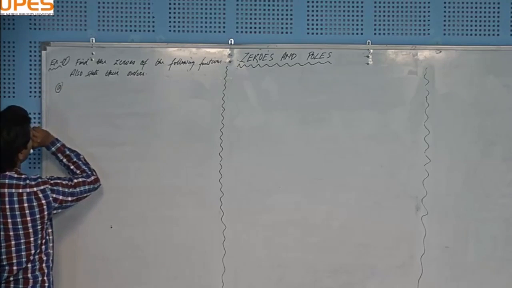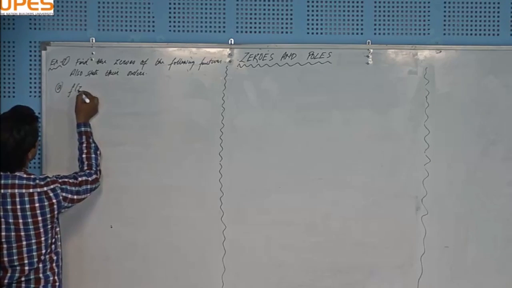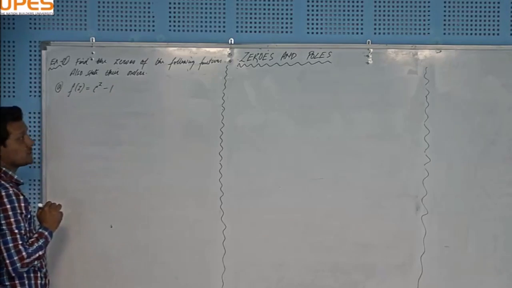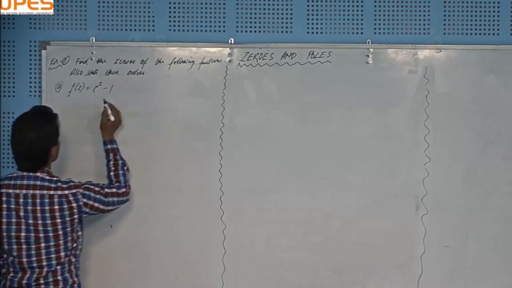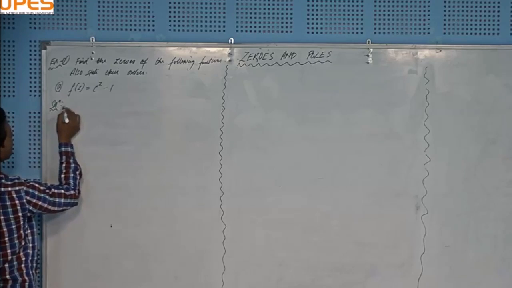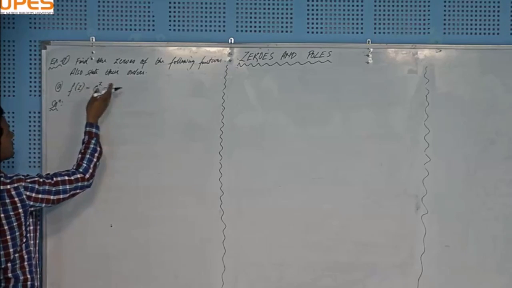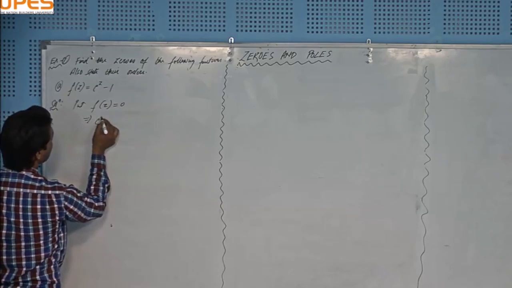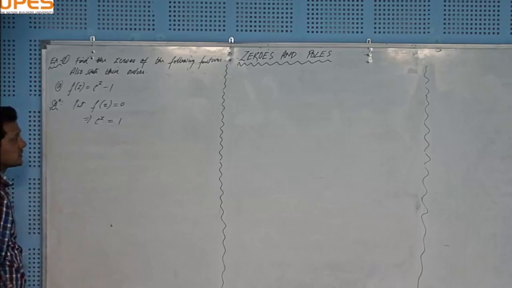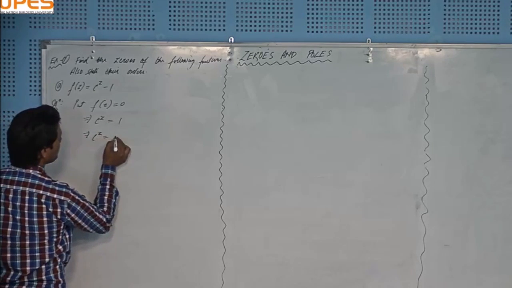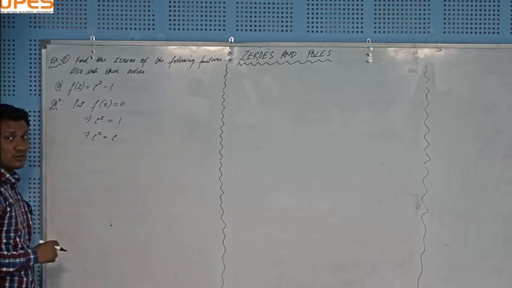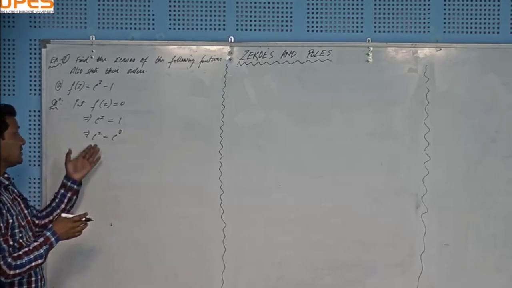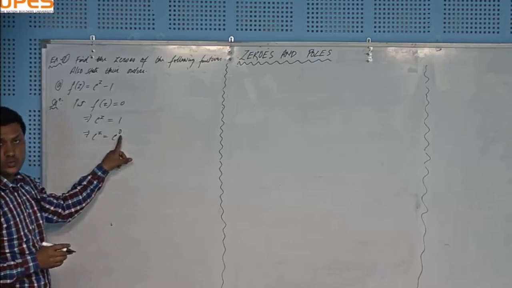So the first example I should take: f(z) is equal to e to the power z minus 1. Solution: since you need to find its zeros, you put this function equal to 0, and you will get e to the power z equal to 1. In real calculus, if you have e to the power x, you would write e to the power 0 only. But since you are dealing with a complex number, this is not the only choice.